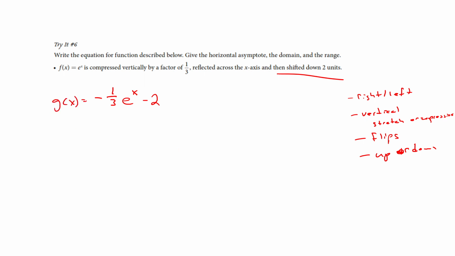So g sub x. All right, so they want the asymptote. Now we've moved it down. So the asymptote was at y equals 0. Now it's at y is -2. The domain, nothing's going to happen to the domain. But the range, because we moved down, we were at 0 to infinity. Now we're going to be at -2 to infinity.